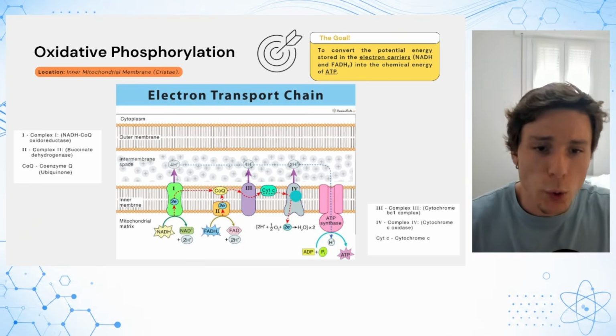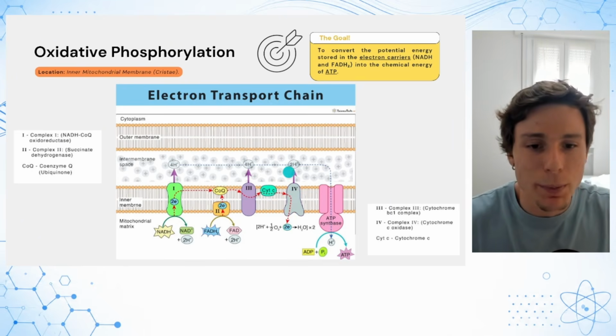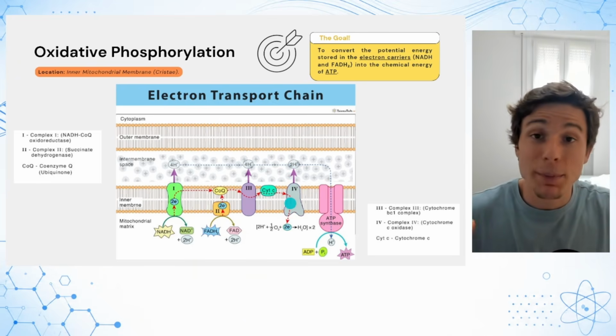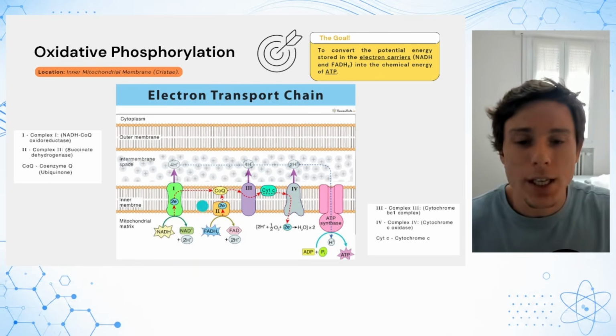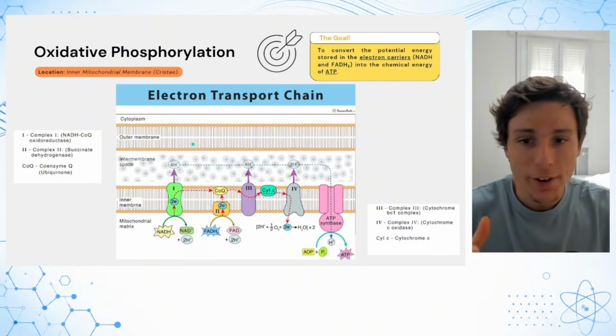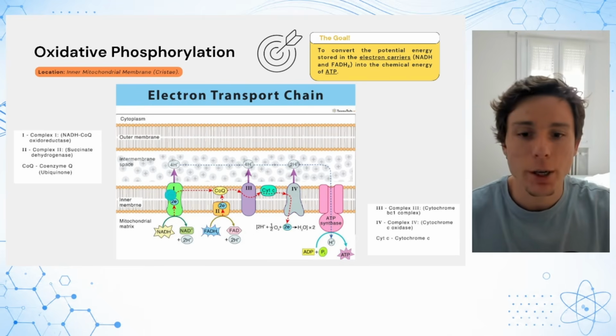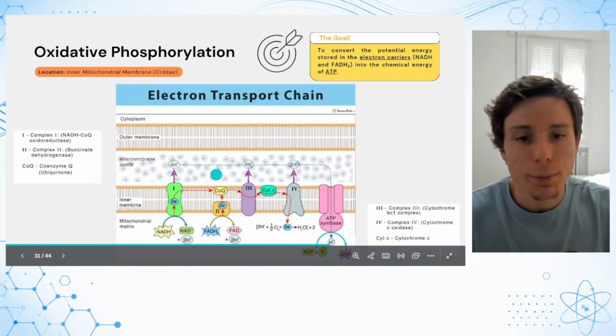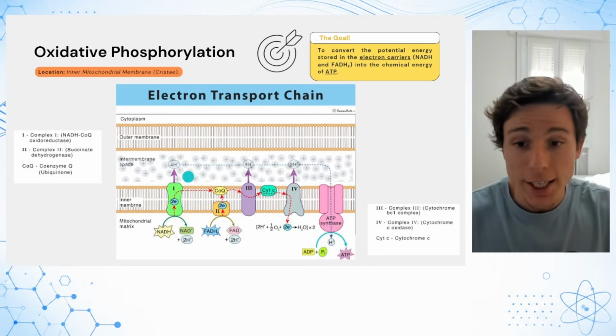Complex 3 and complex 4 will be responsible for pumping hydrogens to the intermembrane space, but complex 4 is especially important because it's the one that's going to put an end to this hot potato story. Now, this might be one of the most crucial parts, because so far we have not created any ATP. We're only talking about transporting electrons and accumulating a bunch of hydrogens, protons, in this intermembrane space.